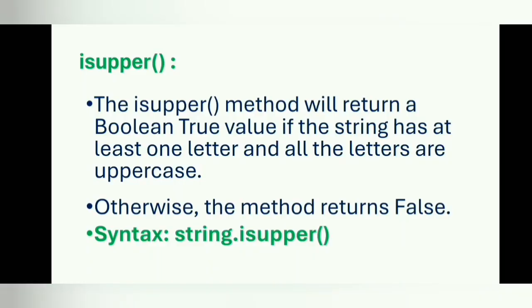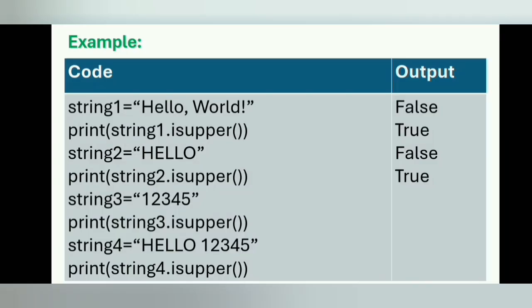Python isupper method. The string.isupper method will return a Boolean true value if the string has at least one letter and all the letters are uppercase. Otherwise, the method returns false. Syntax: string.isupper. The isupper method does not take any parameter. To get a better understanding of the method, let's examine some examples of string.isupper method in Python.